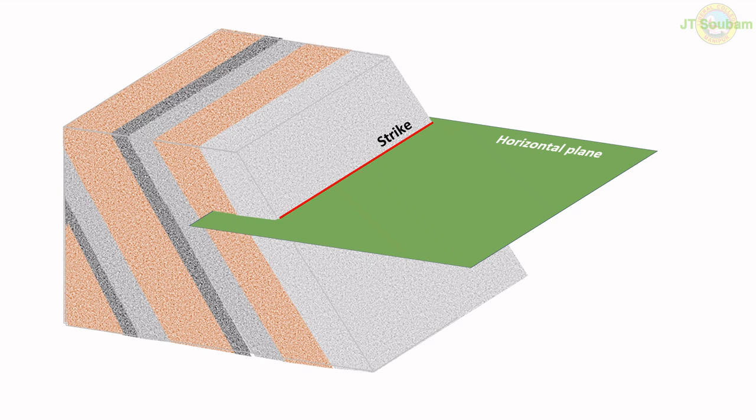For example, take a reference point where north is along this direction. If you measure clockwise to the strike line, and it falls at 150 degrees, then the strike is written conventionally as N 150 degrees. Dip refers to the maximum angle of inclination of the surface with respect to the horizontal.